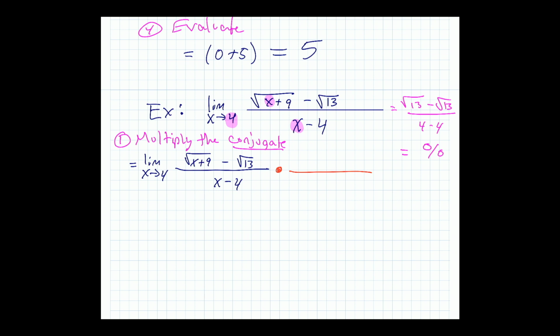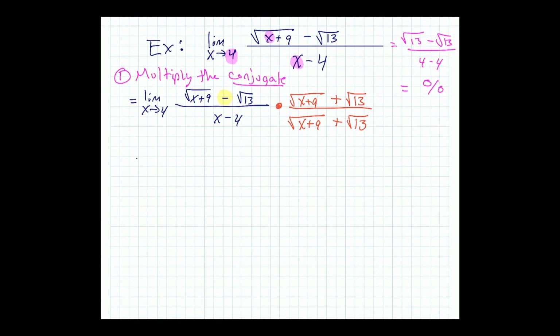Now be careful, because I said reverse the sign. That's this sign, okay? Not the plus sign in the x plus 9, right? So the conjugate of this term right here is square root x plus 9 plus square root 13. Okay, so only that one sign that I highlighted is what you change. You don't just change every single sign. You just change the one that turns a minus b to a plus b or a plus b to a minus b. Not every sign in the whole problem. All right, you have to multiply by the same thing top and bottom, so we did.